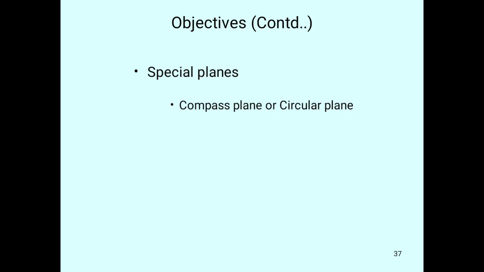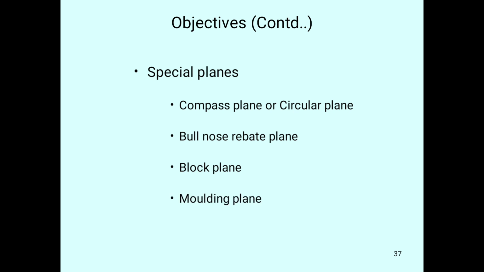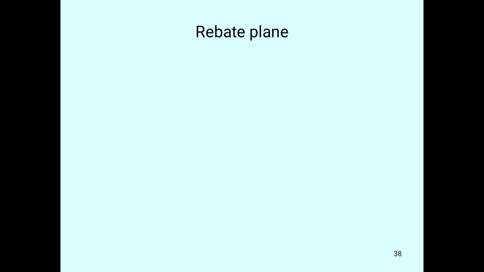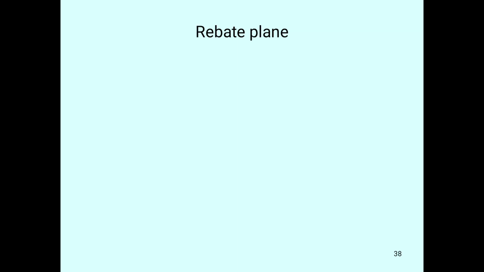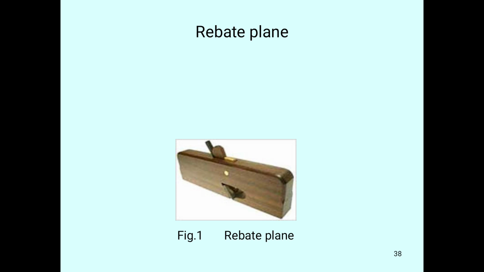You can see here the special planes: compass plane or circular plane, bullnose rebate plane, next block plane, next molding plane. All these are the different types of special planes. Right, now we discuss the rebate plane.